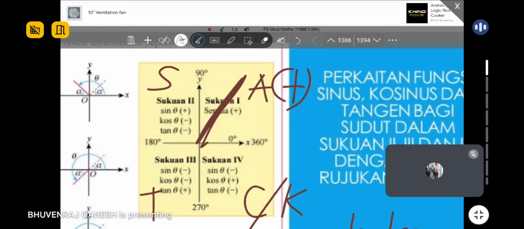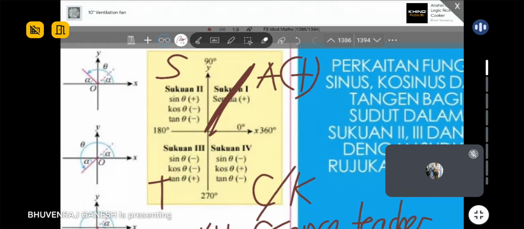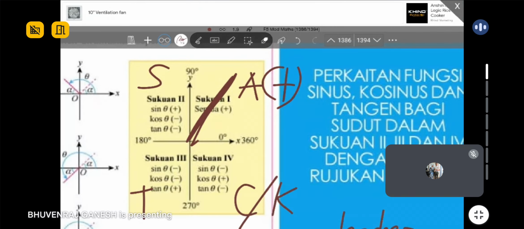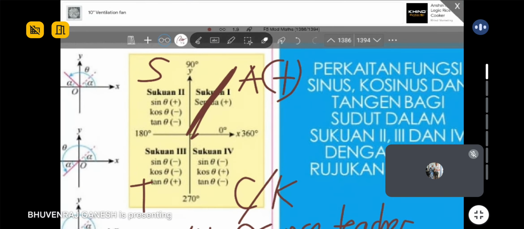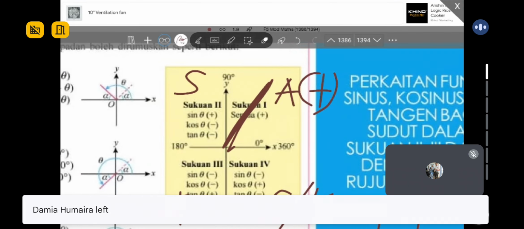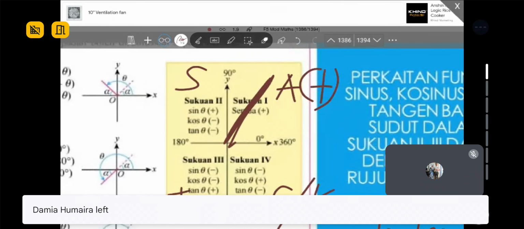Can, but not in modern maths. Generally, if you talk about mathematics, yes, angles can be negative. But in your SPM syllabus, since you have modern maths and ad maths, modern maths only positive, ad maths positive and negative. I don't know why they do it like this, tapi ini adalah SPM. Tapi generally untuk mathematics, yes, kita ada sudut negatif. We have negative angles.